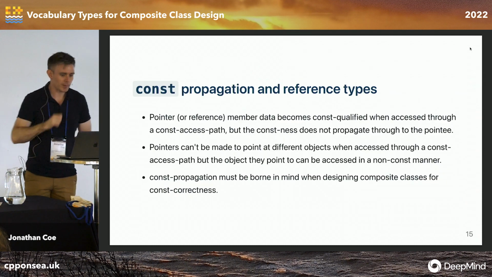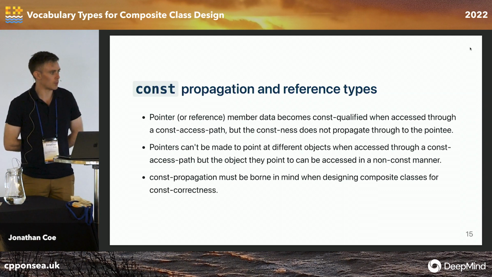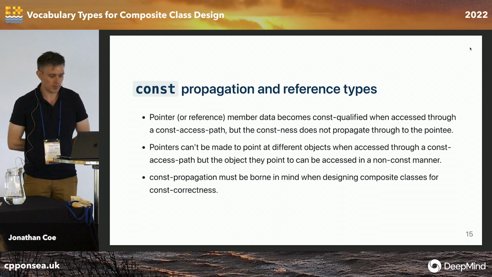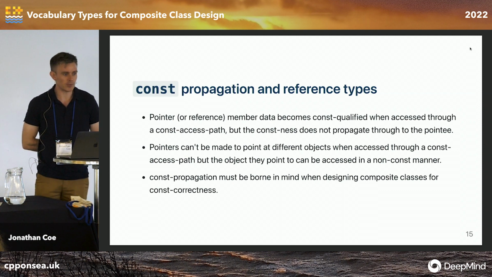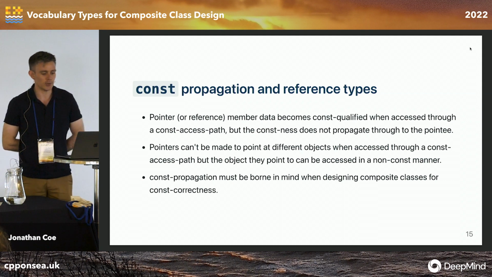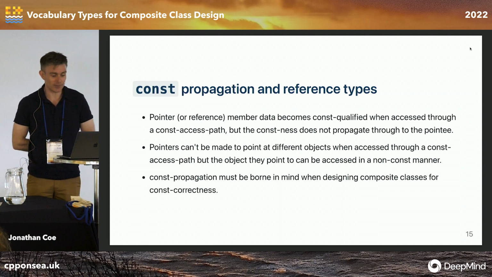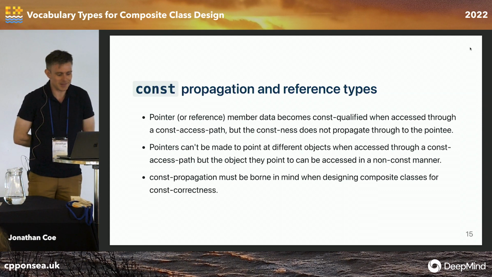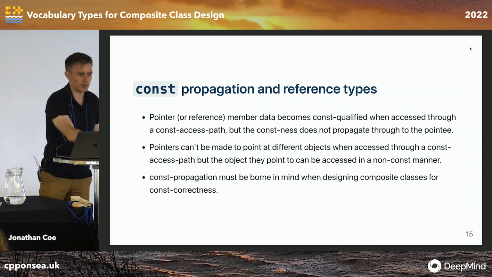So const propagation and reference types is the other concerning issue. A pointer or reference member data will become const qualified when accessed through a const access path, but this constness won't propagate through to the pointees. So pointers, when accessed through a const access path, can't be made to point to different objects, but the objects they point to can be accessed in a non-const manner. I thought C++ was fundamentally broken when I discovered this. It's not. It does what it's meant to do. It works fine. But we need to bear this in mind when we're designing composite classes for const correctness.